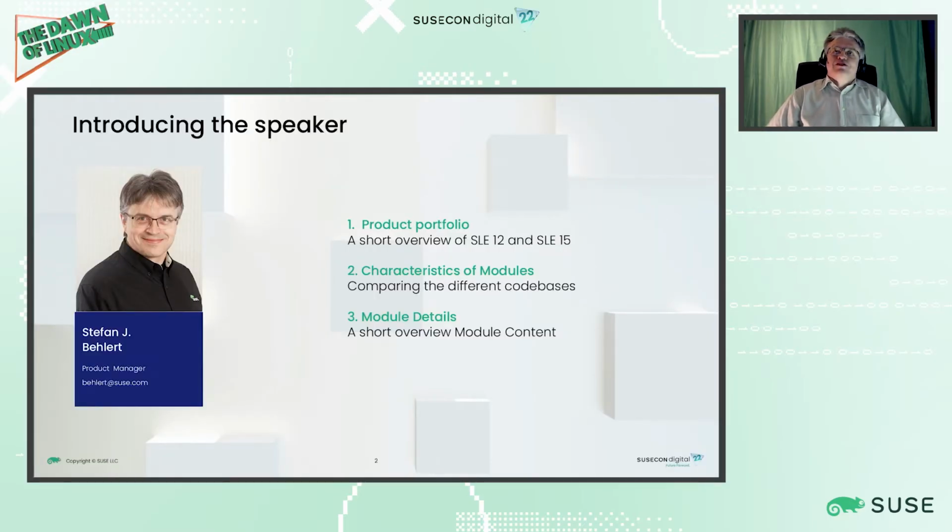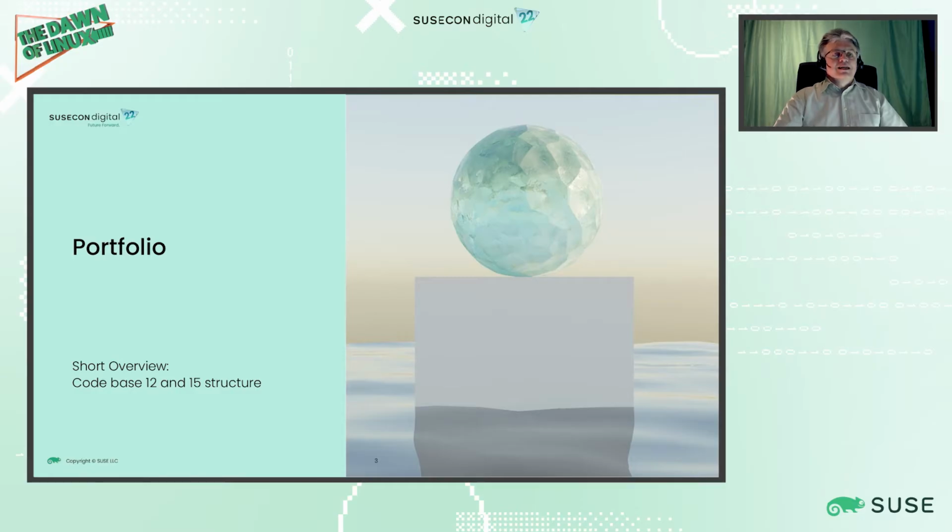I will show you a little bit of an overview of the product portfolio in SLE 12 and SLE 15, and why we chose to have modules there. We will then go a little bit into the characteristics of the modules and compare the different code bases. And at the end, I will go a little bit into the details of these modules, so that you have a good overview about the module content. With that, let's start and have a short look at codebase 12 and 15.